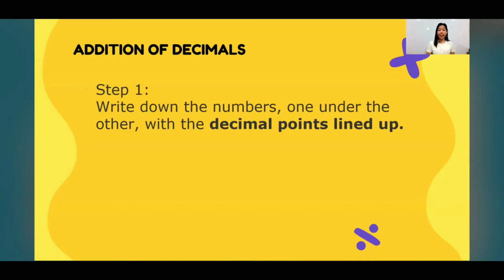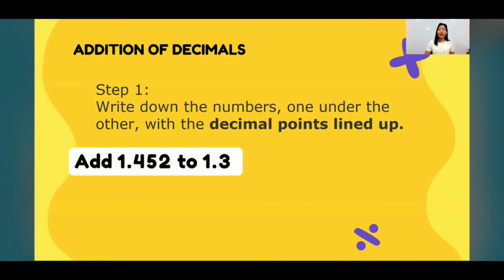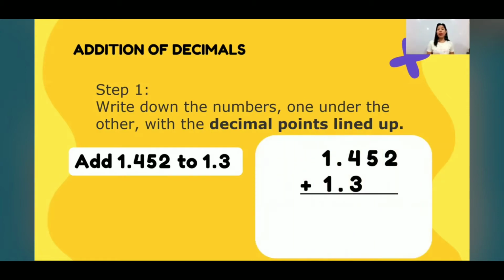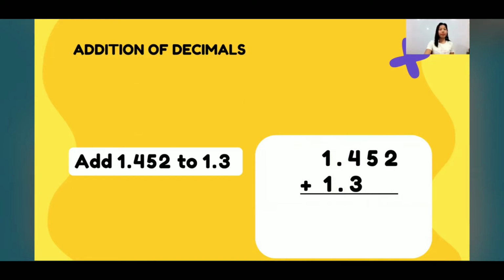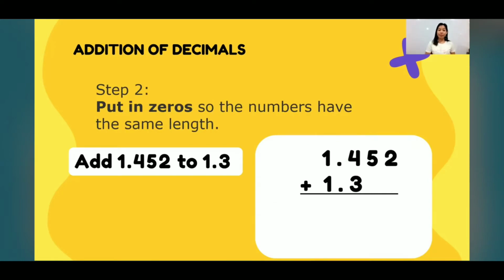For the first one, kindly read. Thank you. So don't forget, decimal points line up. For example, we have to add 1 and 452 thousandths to 1 and 3 tenths. We will write them down and don't forget that decimals should be lined up. If they are not aligned properly, there is a great possibility that we will get a wrong answer. So be careful.